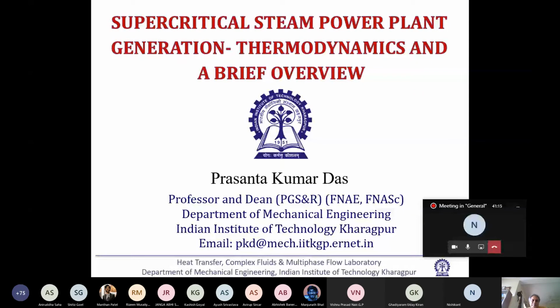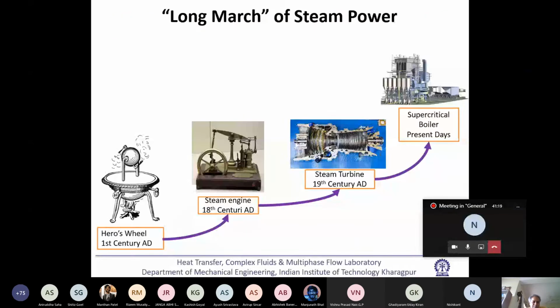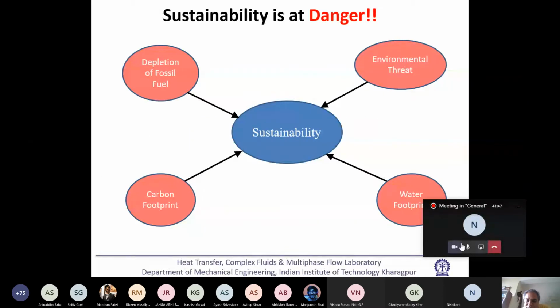So first I have shown a long march of steam power. Actually, with steam, let me tell something interesting, at least what I feel is interesting. The bookish thing you can pick up from any class, any textbook. There are so many good books. Professor Nag's thermal power plant book is there. Very recently, I have also written one book. But when Professor Nag's book is there, I do not like to mention my book's name.